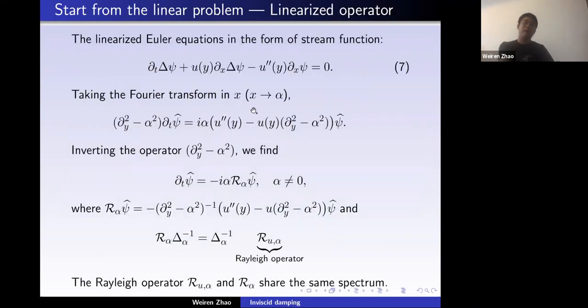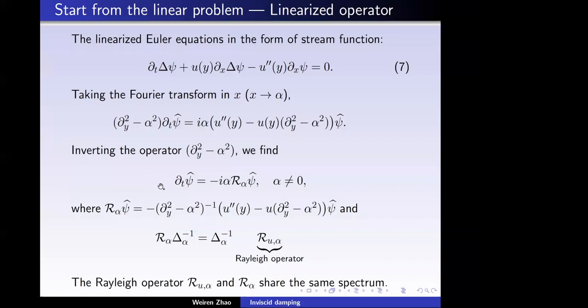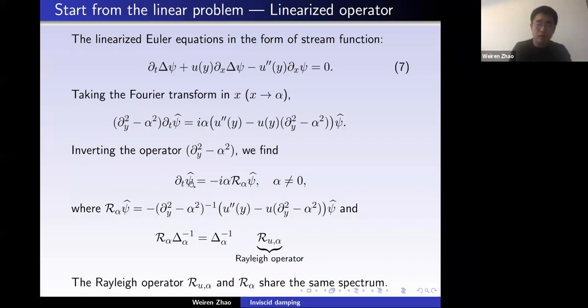Okay, let's go to the proof. So let's start from the linearized problem. So this is a linearized Euler equation. We write it into the stream function form. And when we take a Fourier transform in x, then we finally write our equation in this way. So here the R alpha is a linearized operator, which is closely related to the Rayleigh operator in this way. So that means that these two operators will share the same spectrum.